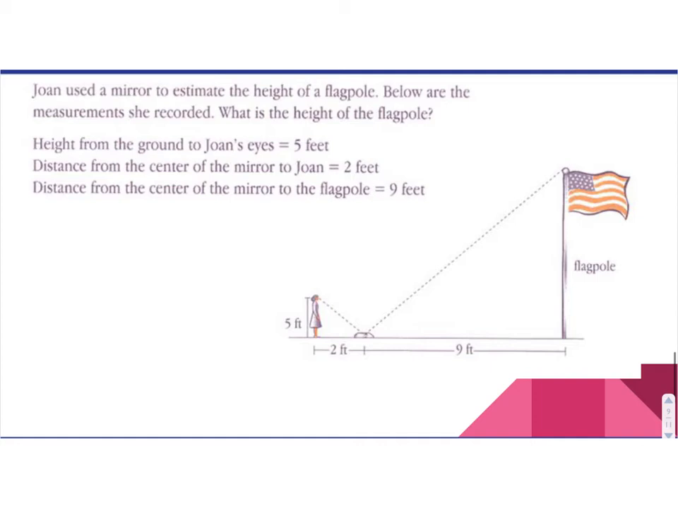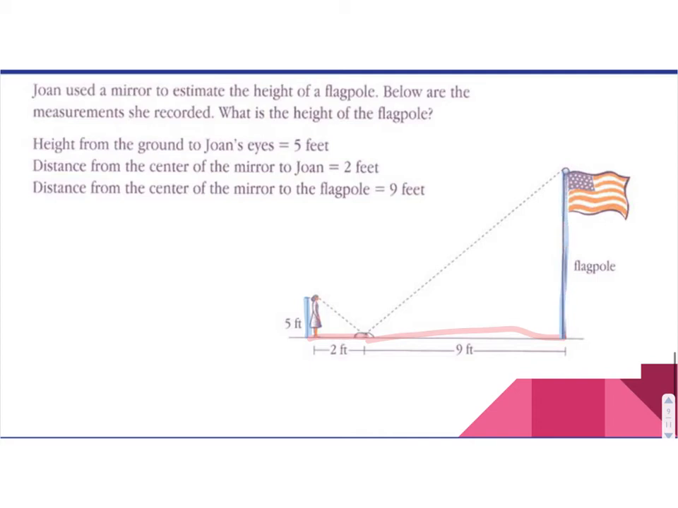So let's look at an example of Joan who used this mirror method. Joan used a mirror to estimate the height of a flagpole. Below are the measurements she recorded. What is the height of the flagpole? So we can see the height from the ground to Joan's eyes is 5 feet. The distance from the center of the mirror to Joan is 2 feet. The distance from the center of the mirror to the flagpole is 9 feet. We need to identify how tall the flagpole is.